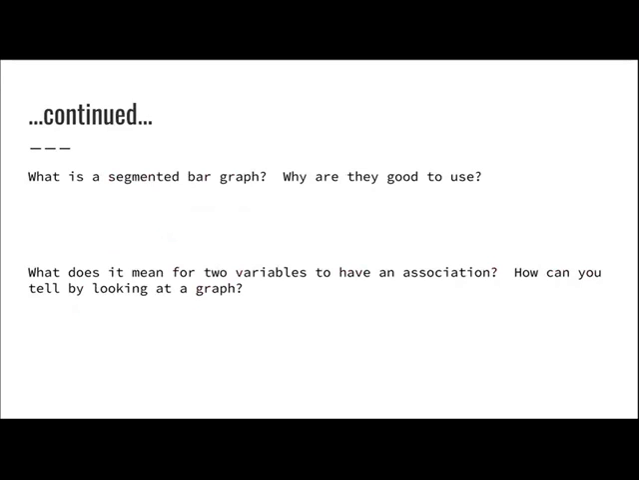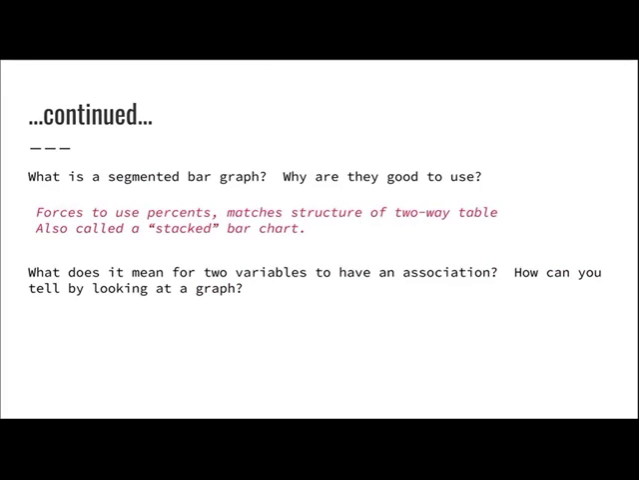So then what is a segmented bar graph and why are they good to use? So with segmented bar graphs, it forces us to use percents, matches the structure of a two-way table, and it's also called a stacked bar chart.